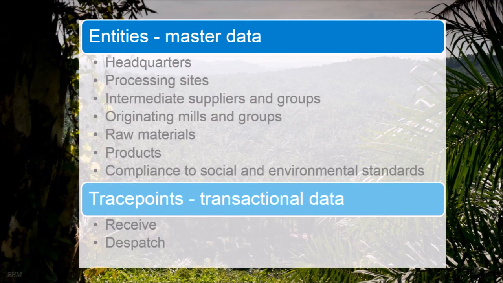In order to successfully submit traceability reports, you will have to provide two types of data. The first, called entities or master data, consists of data that you will submit once and only maintain over time. These are names and addresses of your headquarters, processing sites, intermediate suppliers and originating mills, and it's also information about raw materials and products and your compliance to social and environmental standards. The second type, called trace points or transactional data, is data on your monthly receipts and dispatches. I will show you now in detail how this works.